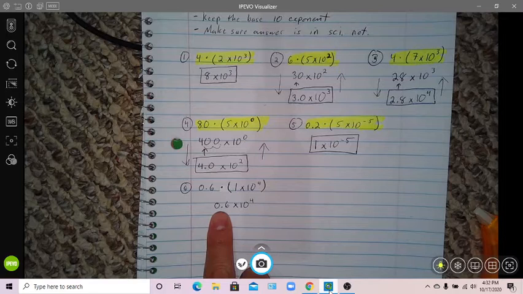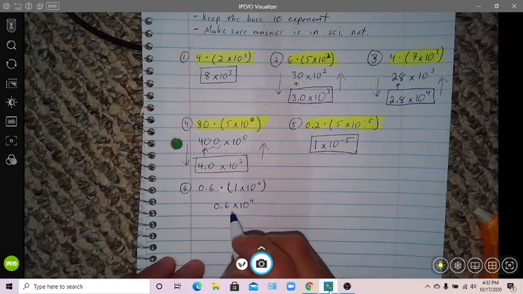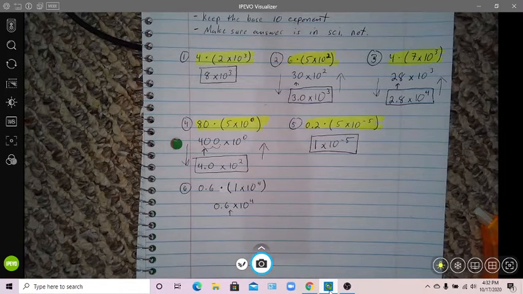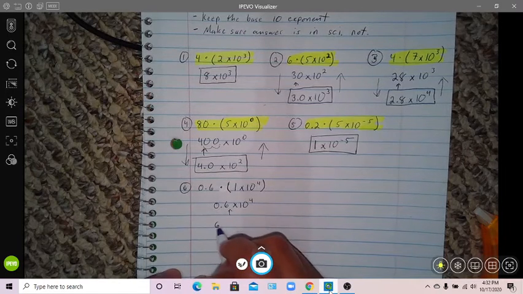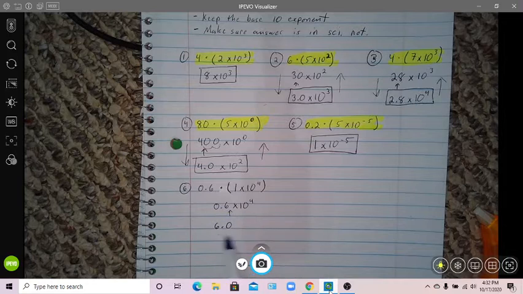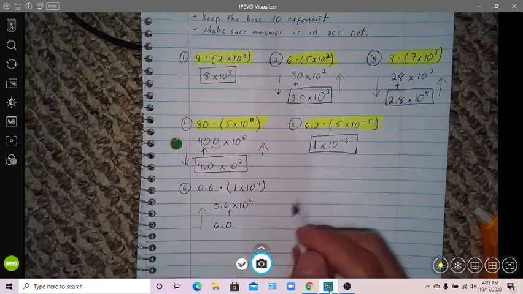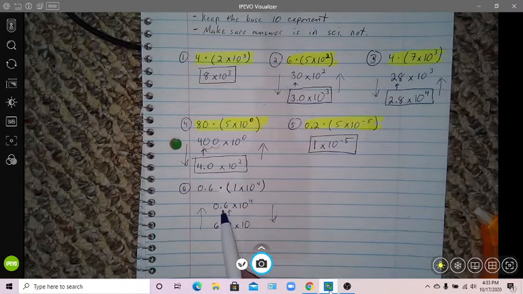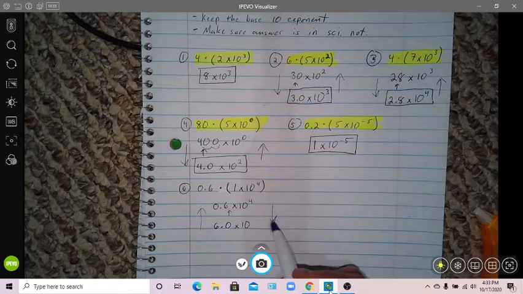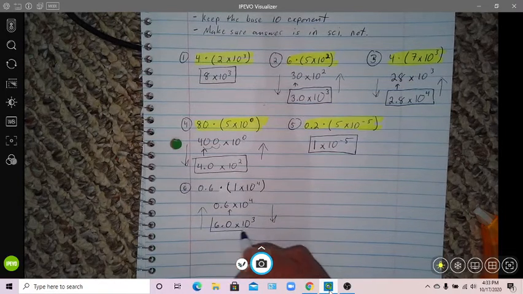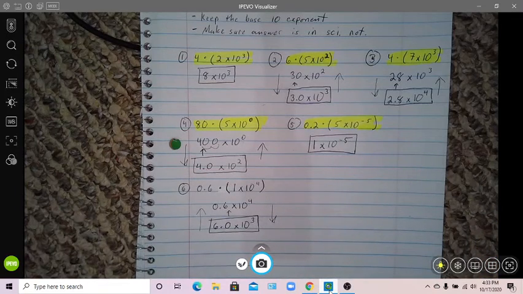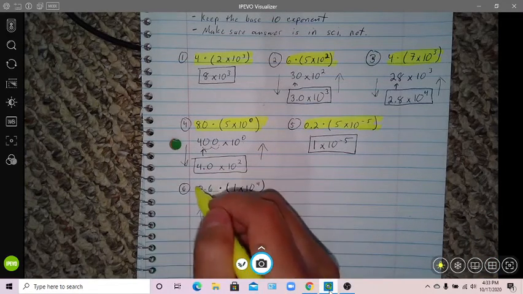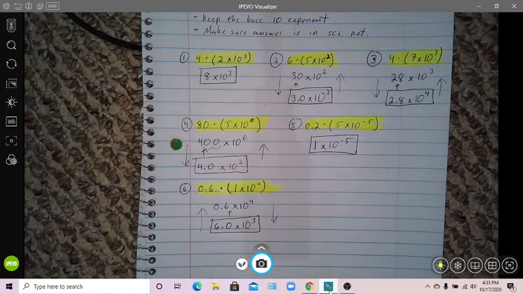But if you put this into IXL, it'll say it's wrong. That number is not between 1 and 10. It's less than 1. So I need to put a decimal right there after the 6, so it'll be 6.0. I went from 0.6 to 6.0, so the coefficient went up. The exponent has to go down. It looks like I only moved the decimal one place, so I need to make the exponent smaller by just 1. What you would put into IXL is 6 times 10 to the 3rd. And this was the original problem.